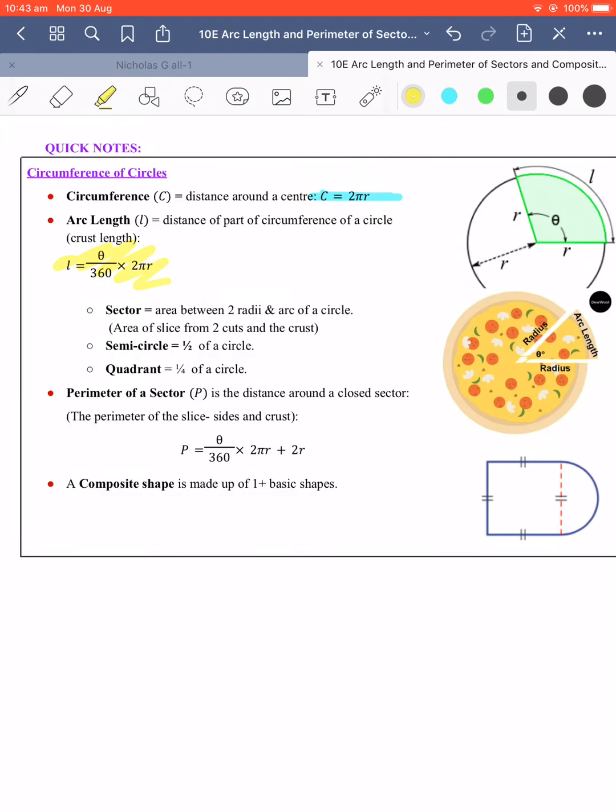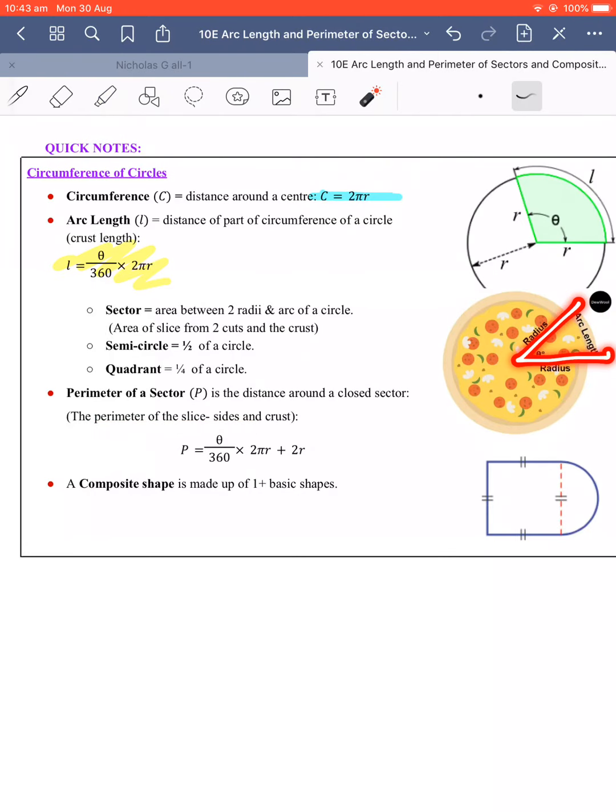And then we've already gone over these ones. So a sector is your pizza slice. You have your 2 radii, which you've cut, and then your arc length, which is your crust. A semicircle would be half of your pizza. A quadrant would be a quarter of your pizza. And we have the perimeter of our sector, which depends on the 2 radii that we add together, and then our arc length. So this is the perimeter of our slice.